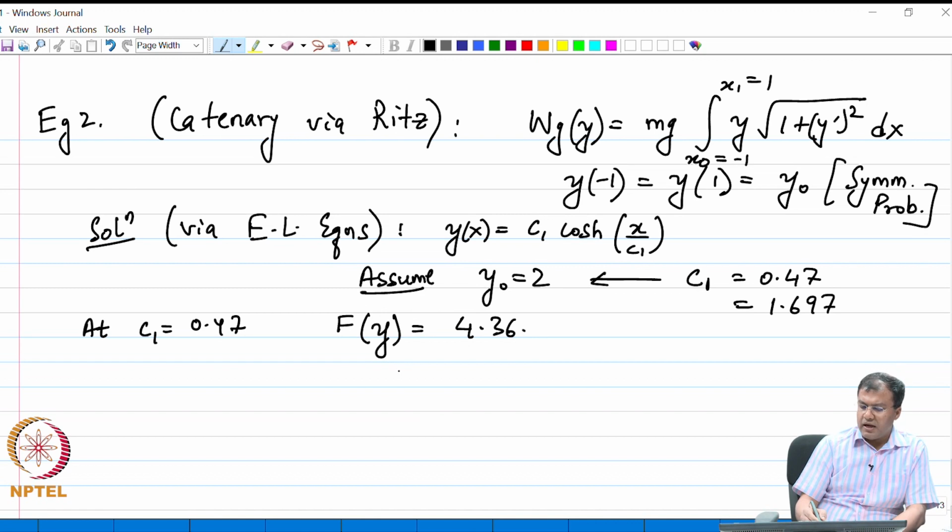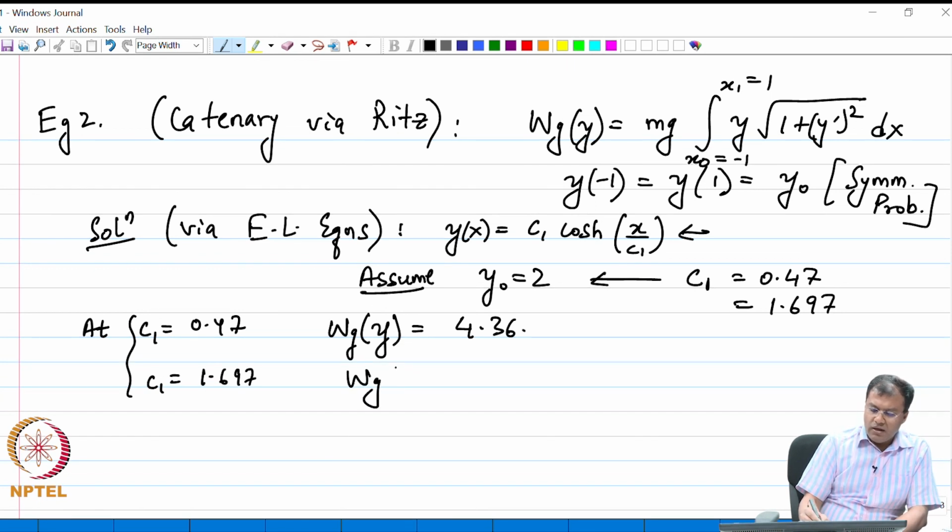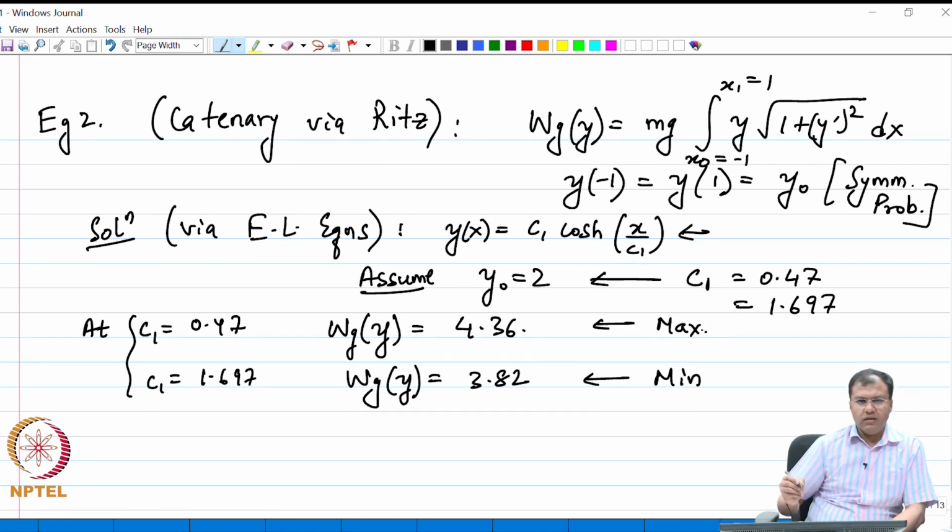So we can just plug in C1 and plug the extremal y into the potential energy functional. Let me use the same notation Wg of y; it comes out to be this value, and at C1 equal to the other value, my potential energy functional comes out to be the following quantity. So this one is the minima and this one is the case of maxima. Okay. So let us see what happens when we find the solution via the Ritz method.